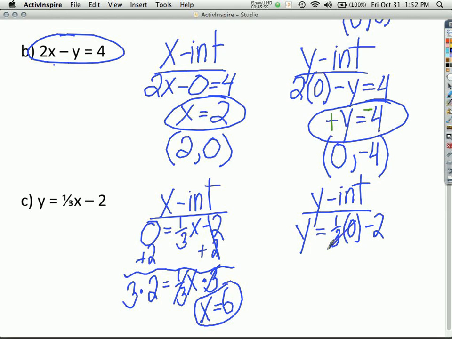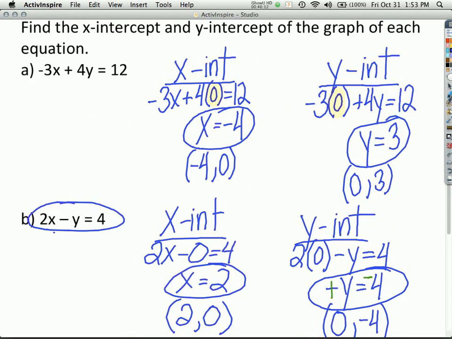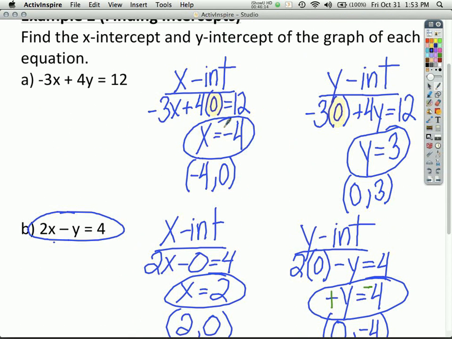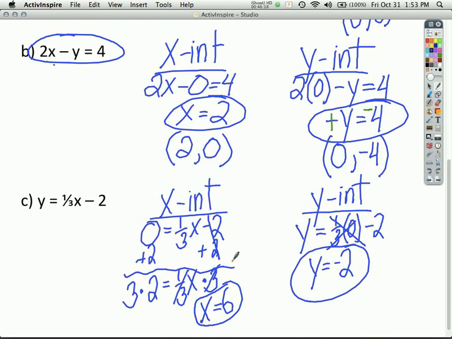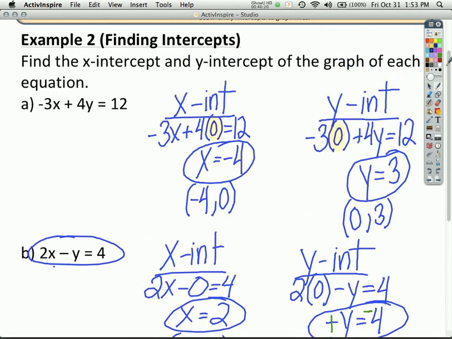This will disappear, and it's just a -2. Y equals -2. So, finding the intercepts. Watch this. I just went x-intercept, x-intercept. This one took 1 step, this one took 1 step, this one took 2 steps. But now look at it all together.